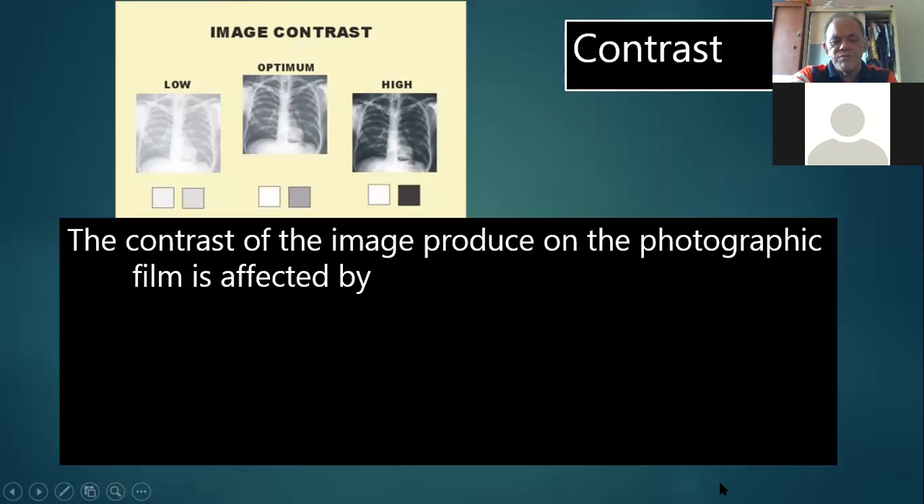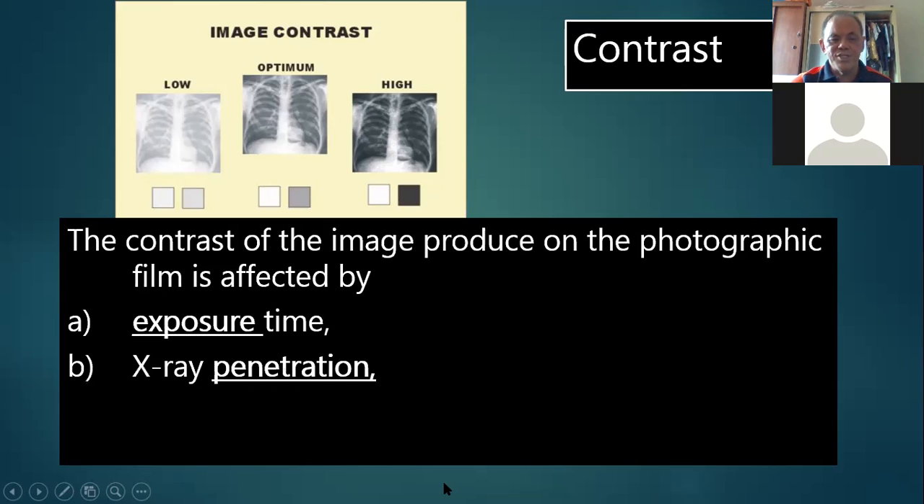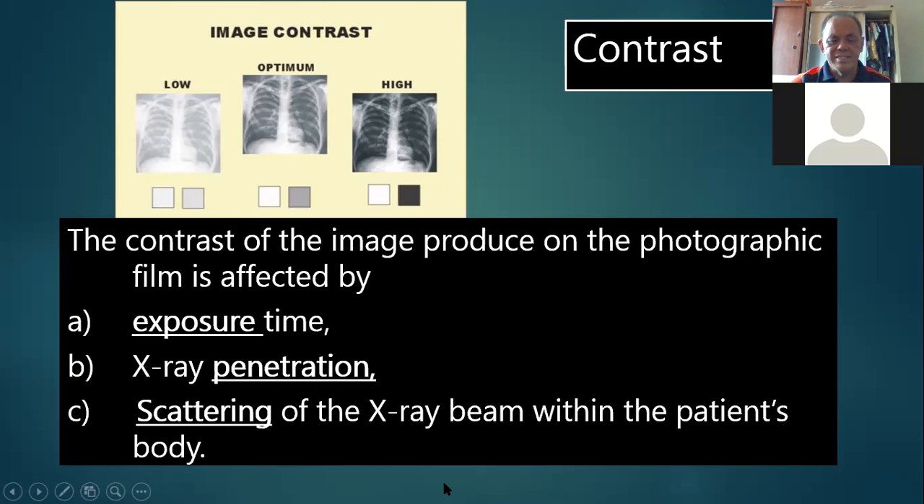Contrast of an image produced on a photographic film is affected by what? What influences contrast? Exposure time, not enough exposure time. Right? Penetration, X-ray, scattering. Scattering means allowing the rays that are not supposed to go into the region to go into other regions, right? Disturbing the image that we obtain.